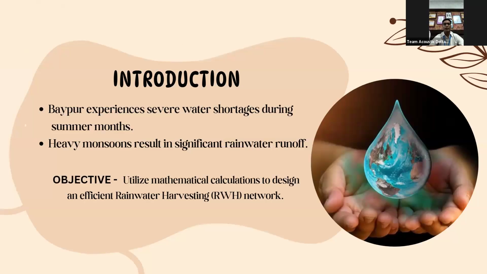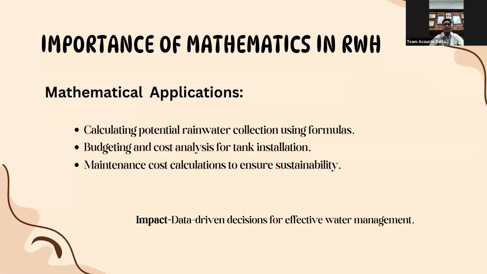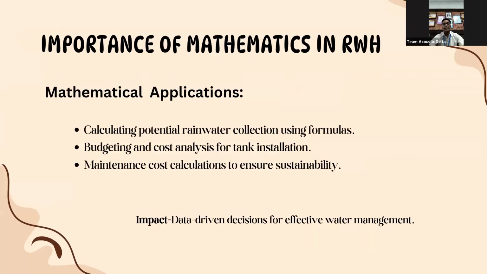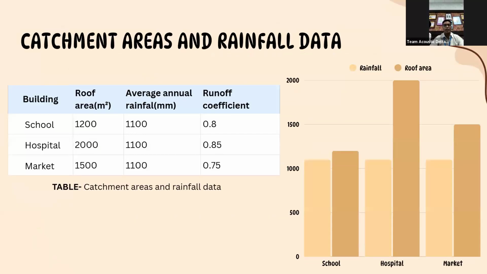Now, talking about the importance and applications of mathematics in our project. Here we have used mathematics to calculate rainwater, analyze tank costs, and calculate maintenance costs. It makes our project data-driven and effective for water management. Now, coming to the next slide, which is catchment areas and rainfall data. Catchment areas refer to the areas which are affected by the rainwater runoff. Here we have chosen three areas, which are school, market, and hospital.